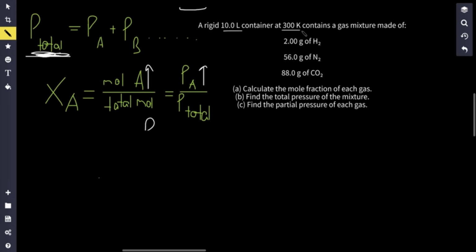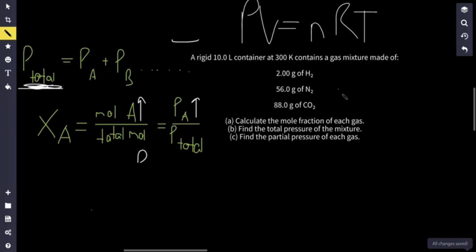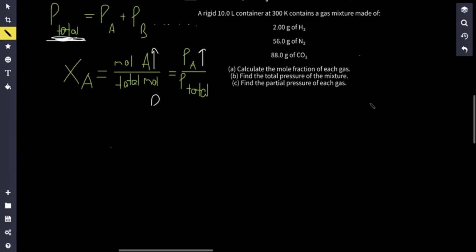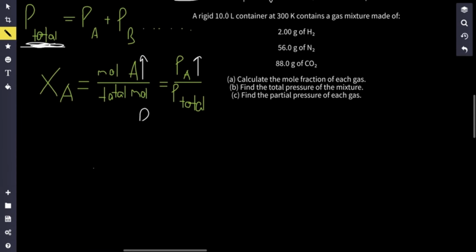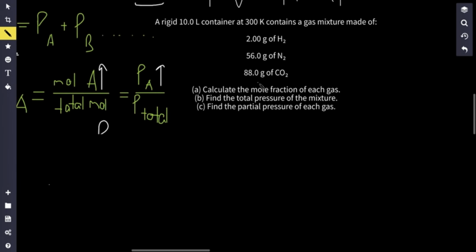This is giving a lot of information. Why do we need to know it's a rigid 10-liter container at 300 degrees Kelvin? Oh, I know why. PV equals nRT. We've got to use the ideal gas law. That's your little hint. If you want, pause the video and try to solve this yourself. Now remember that mole fractions have to be in moles, so we have to convert grams to moles.